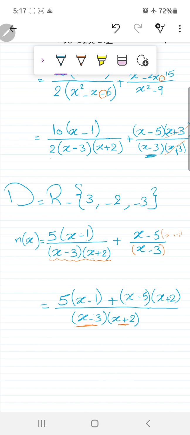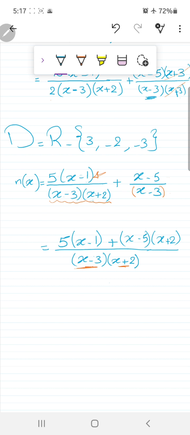Again, here we have the lowest common multiple of the two denominators is x minus 3 and x plus 2. Okay, so the two fractions here, its denominator is x minus 3 times x plus 2. So the first numerator write as it is. Here we multiplied x minus 3 by x plus 2, so multiply in the numerator also by x plus 2. Okay?